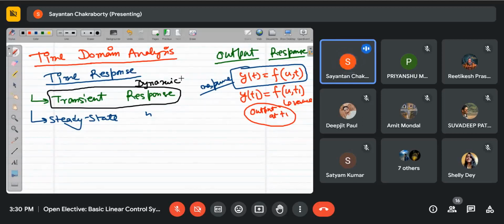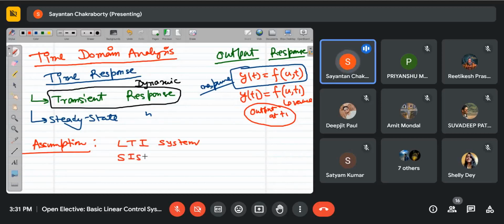So our assumption to continue with this study of time response is, first, that we have an LTI system, and we will consider a SISO, that is single input, single output, system, and it's a stable system, so that it reaches a new steady state value. Right? Okay.